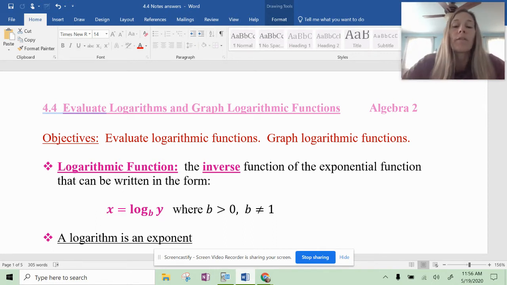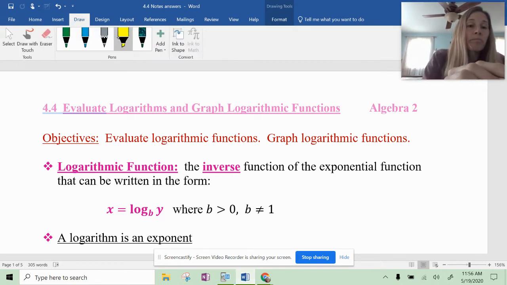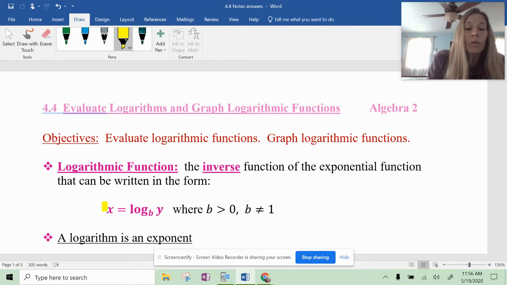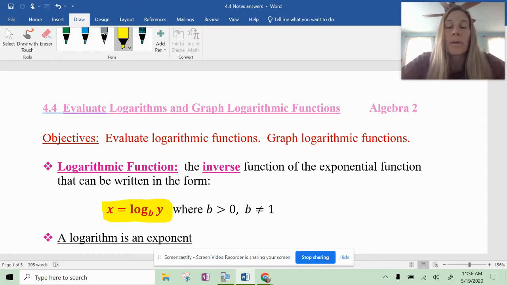So a logarithmic function is the inverse function of the exponential function, and it can be written in the following form, where x equals log base b of y, where the b must be a number greater than 0, and it cannot equal 1. So some type of number in between 0 and 1 or a number greater than 1. That kind of makes sense because it is the inverse for exponential functions.